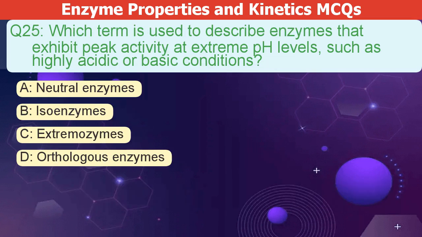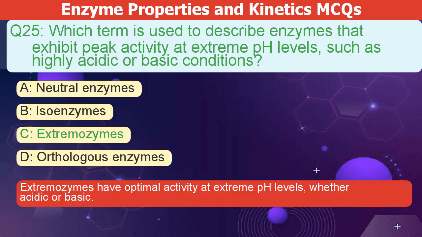Which term describes enzymes most active at extreme pH levels, like very acidic or basic conditions? A. Neutral enzymes. B. Isoenzymes. C. Extremozymes. D. Orthologous enzymes. The correct answer is C. Extremozymes have optimal activity at extreme pH levels, whether acidic or basic.